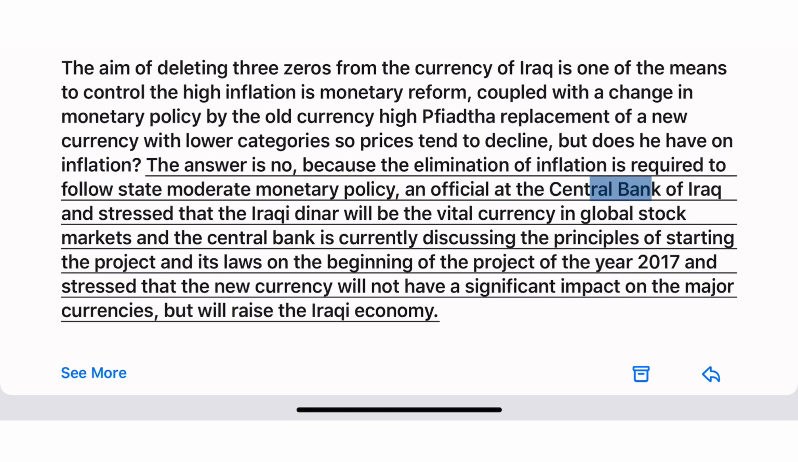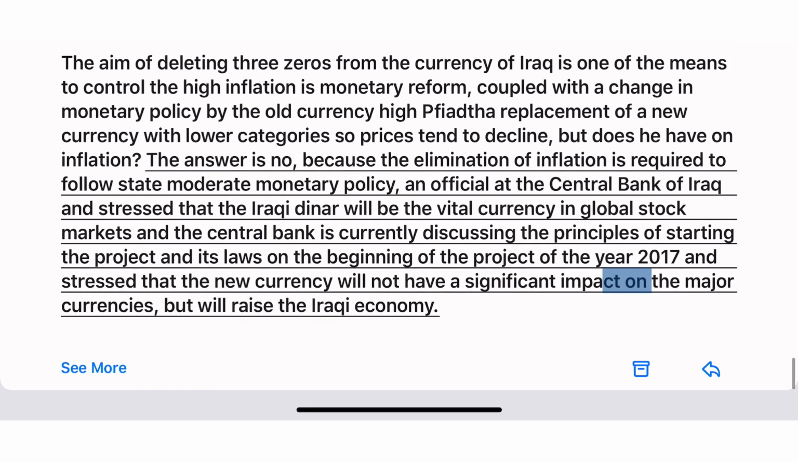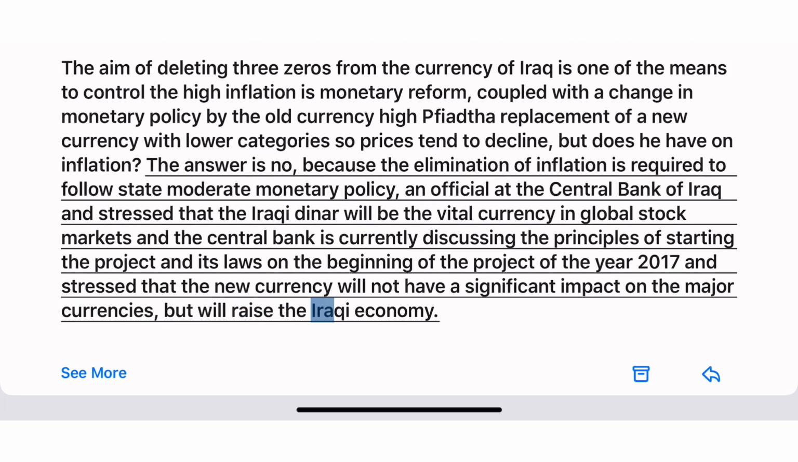An official at the Central Bank of Iraq stressed that the Iraqi dinar will be a vital currency in global stock markets, and the central bank is currently discussing the principles of starting the project and its laws at the beginning of the year 2017. He stressed that the new currency will not have a significant impact on the major currencies, but will raise the Iraqi economy.